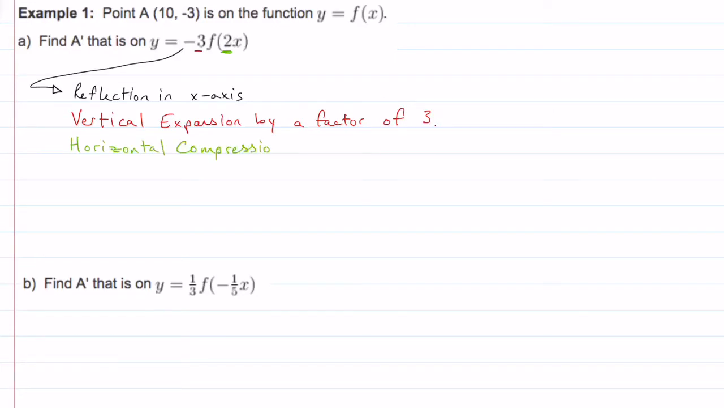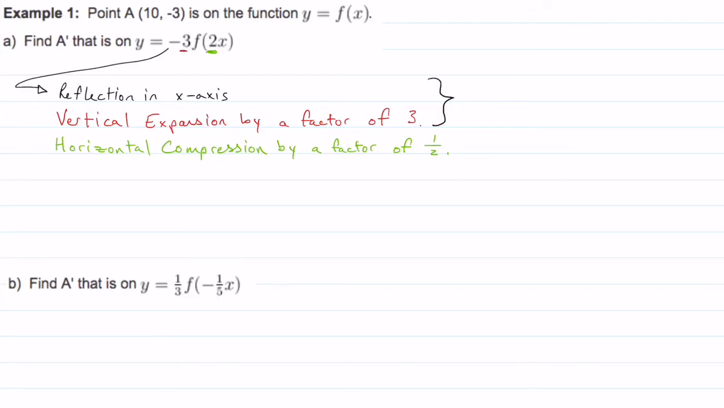So you always have to remember everything inside the brackets is always kind of backwards. So while this is 2 times x, we actually have to do the reciprocal, and it's a half that we're going to multiply x by. So the reflection in the x-axis, going back to that, and the vertical expansion by a factor of 3, they work together and they both affect y. So those together, all we're going to do is multiply y by negative 3. The horizontal compression by a factor of a half is really just multiplying x by a half.